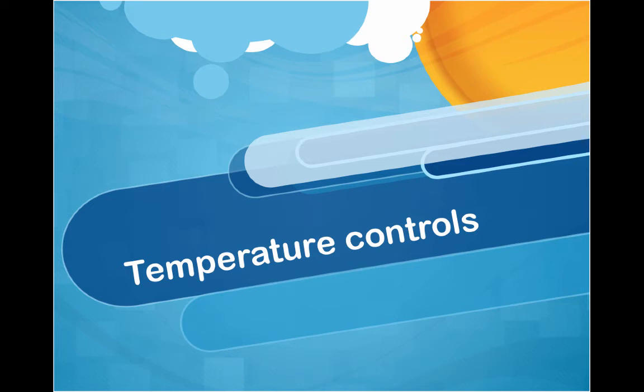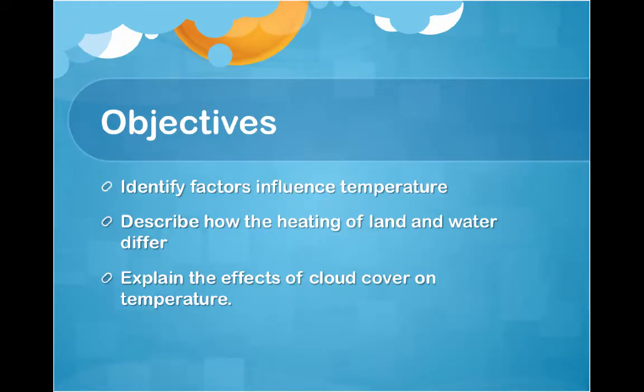Temperature is one of the basic elements of weather and climate. It's likely that if someone were to ask you what the weather's like outside, air temperature would be one of the first things that come to mind. Our objectives for today are to identify the factors that influence temperature, describe how the heating of land and water differ, and explain the effects of cloud cover on temperature.